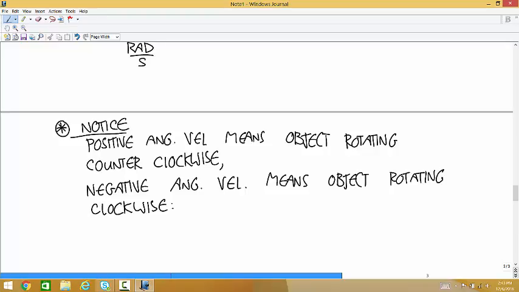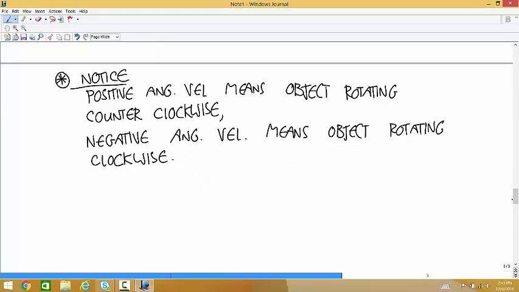An example? Yeah, if a baseball is flying through the air, spinning like this, if you measured its angular velocity, you'd get a positive value. If it was spinning the other way, you'd get a negative value.